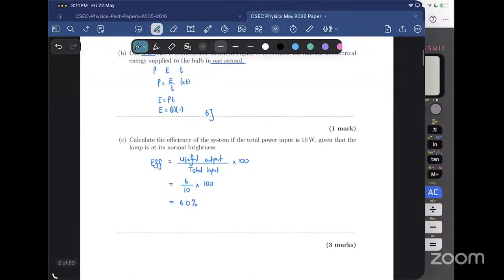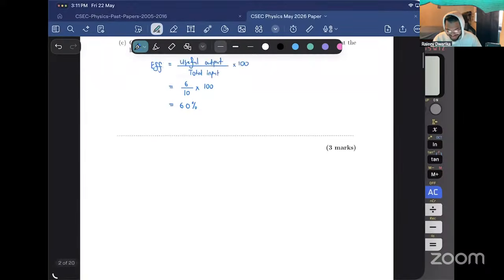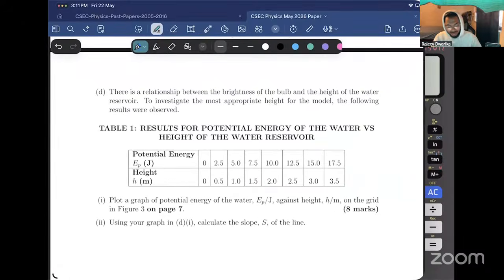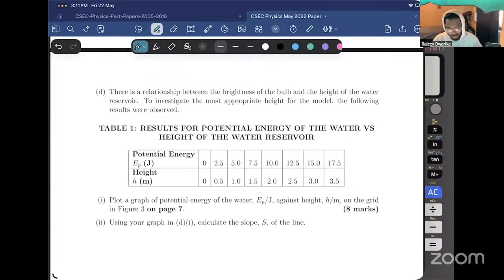Very easy, right? Yes, sir. So we tell her the paper was easy. All right. But from what I heard, plenty of people mess up the questions on the graph when it comes up. But we will see, we will see.